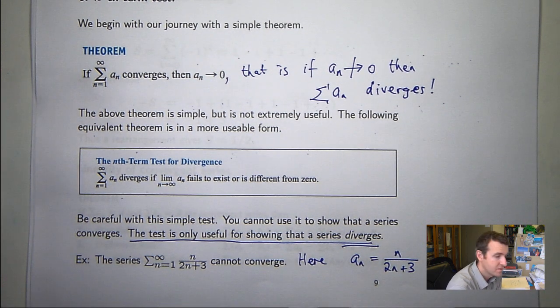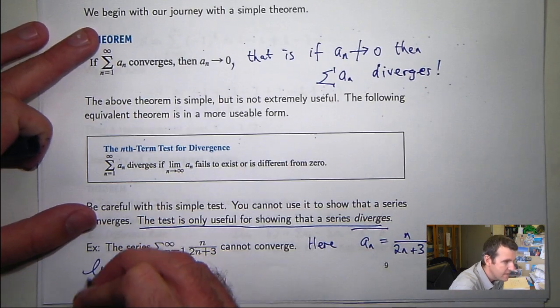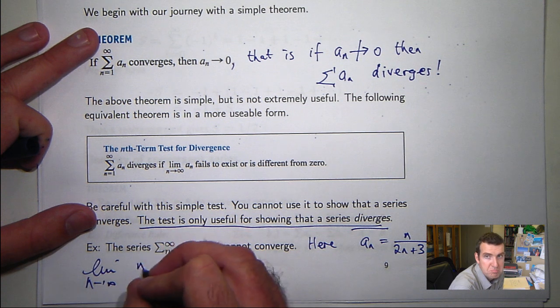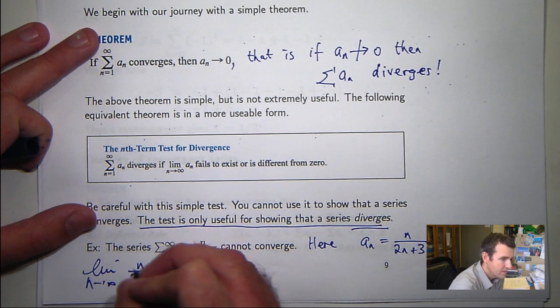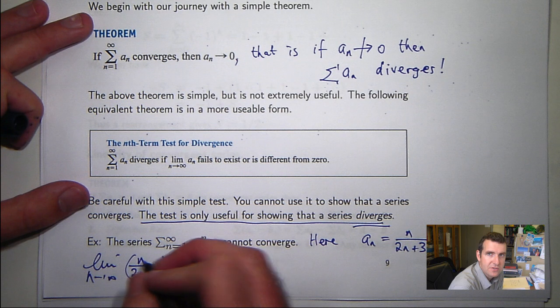Let me give you an application of this nth term test. Let me show you how it's used. Here we've got sigma n all over 2n plus 3. So a sub n is just n on 2n plus 3. Let's look at the limit of this sequence, a sub n. How do I evaluate this limit? The limit of n on 2n plus 3 as n goes to infinity.